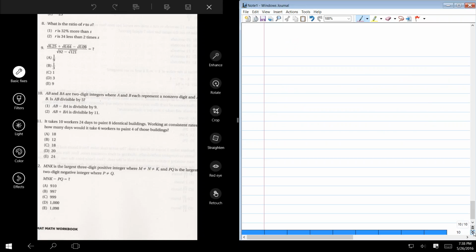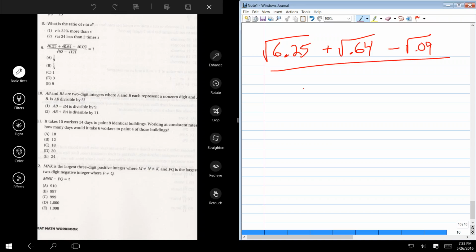This one gave me fits. Yeah, this one gave me fits because I misread it. What this is, let me write it out the way it should be written out instead of the way I'm sure a lot of people are going to misread this. That's all over the square root of 92 minus the square root of 121 inside the radical, like that.